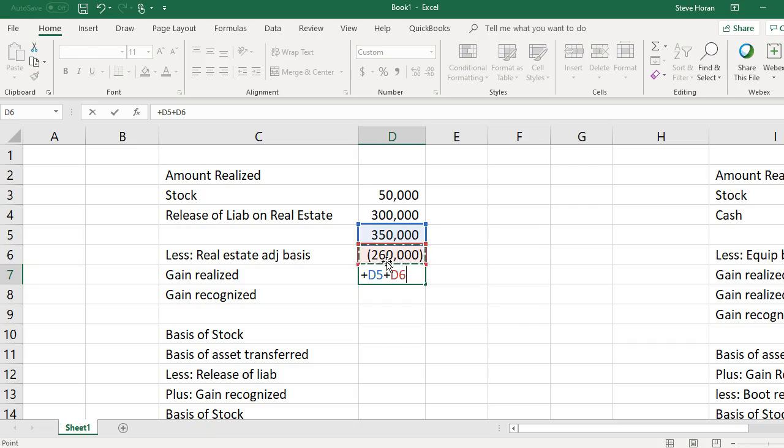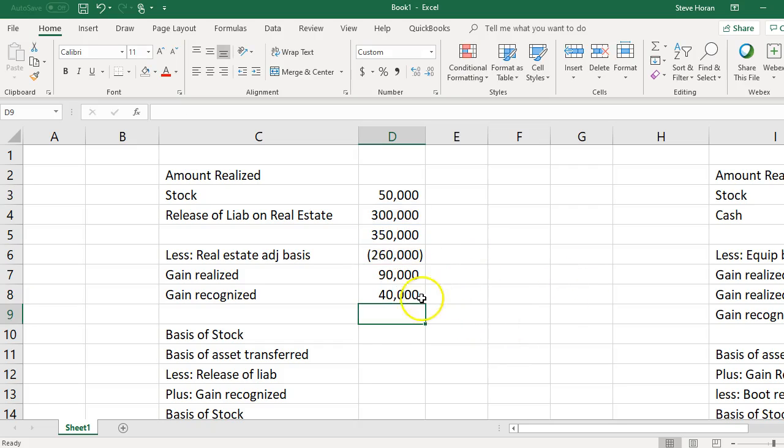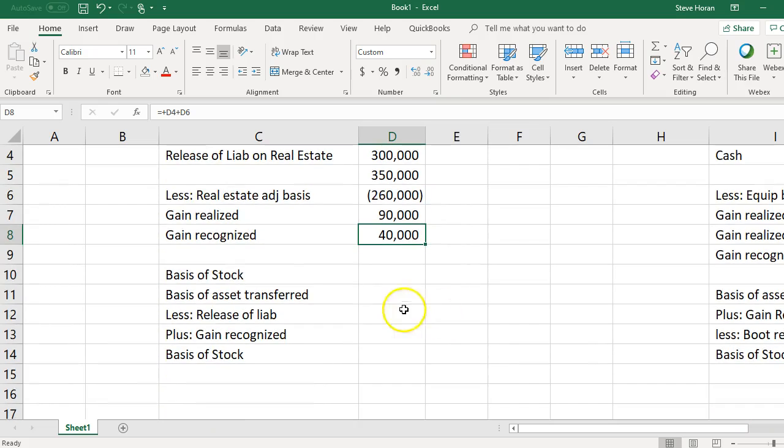So that 350 minus the basis is a gain of 90, but he's only going to recognize gain of 40, and that gain of 40 is the 300,000 release on the liability minus the 260 release on the basis. So that's basically it right there. So there's a gain realized of 90, recognized of 40. So then the basis of his stock is the next part. So what's the basis of his stock?